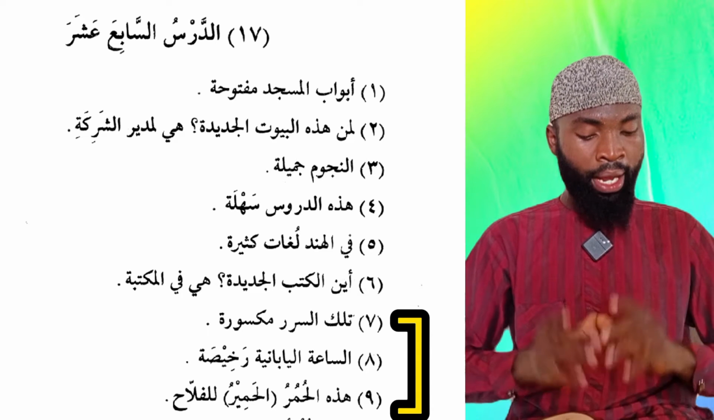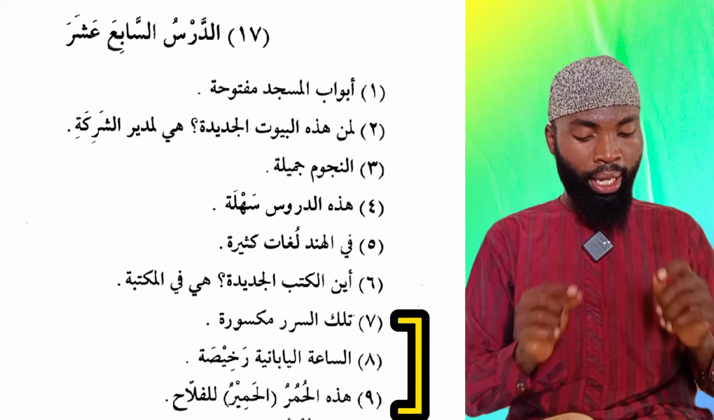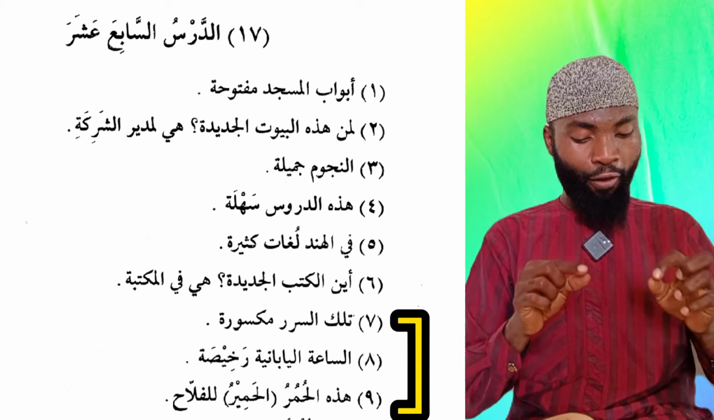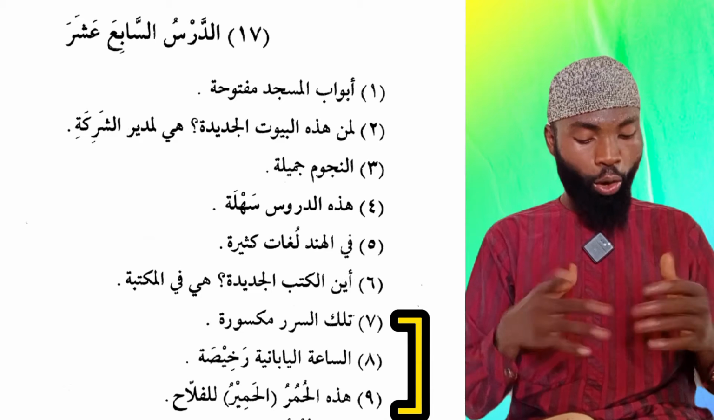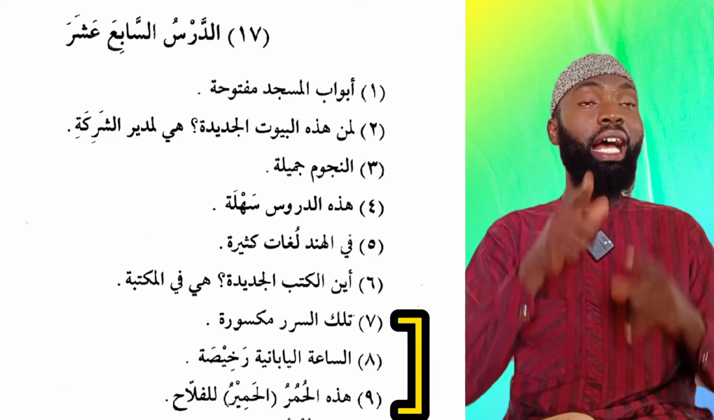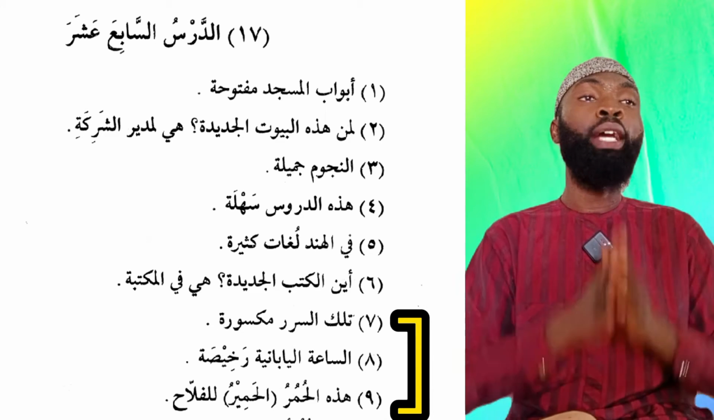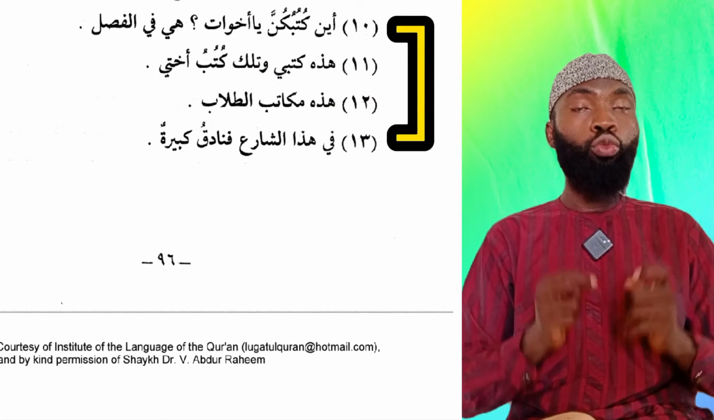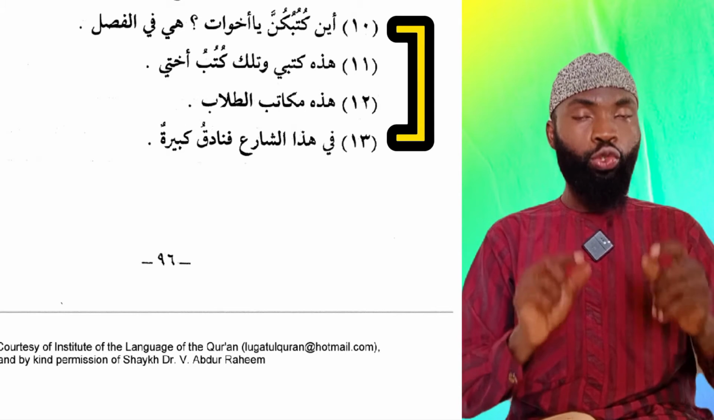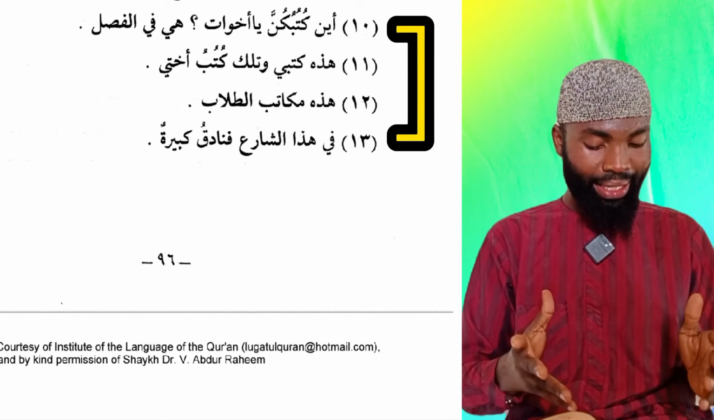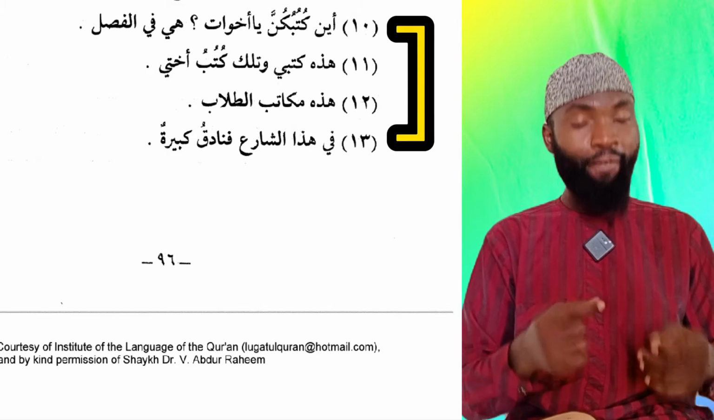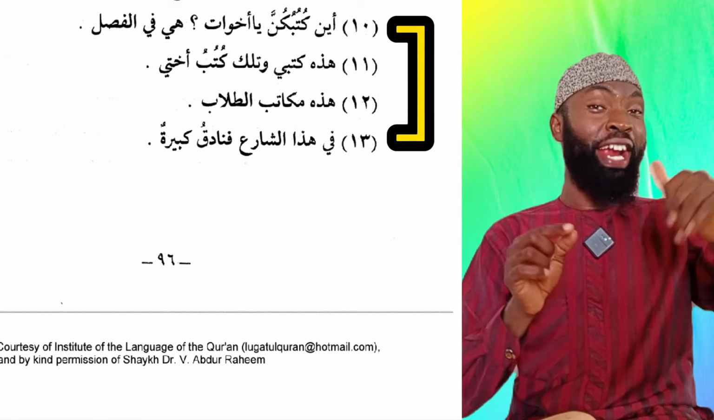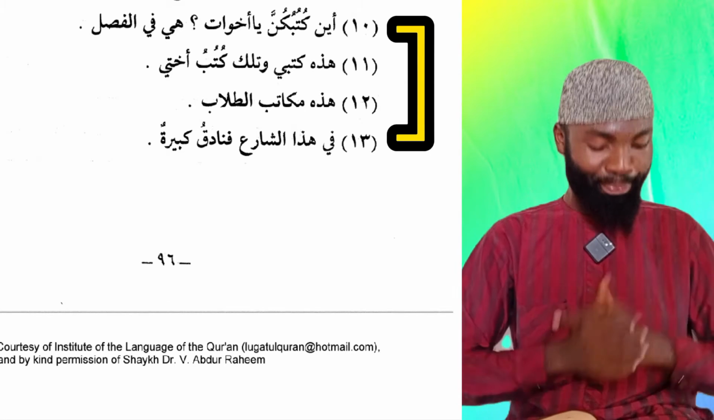Number 9, we have hadhihi al-humuru lil fallahi. These donkeys are for the fallah, the farmer. So we use hadhihi al-humuru because al-humuru is an animal, which is irrational. Number 10, we have ayna kutubukunna ya akhawatu, where are your books, oh sisters? What do we respond? We say here, fil fasl, they are in the class. Here it is for irrational nouns, books.